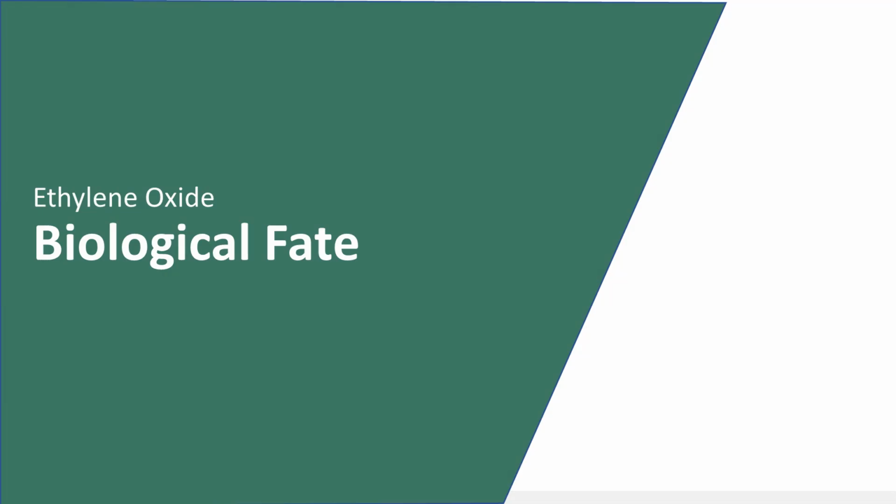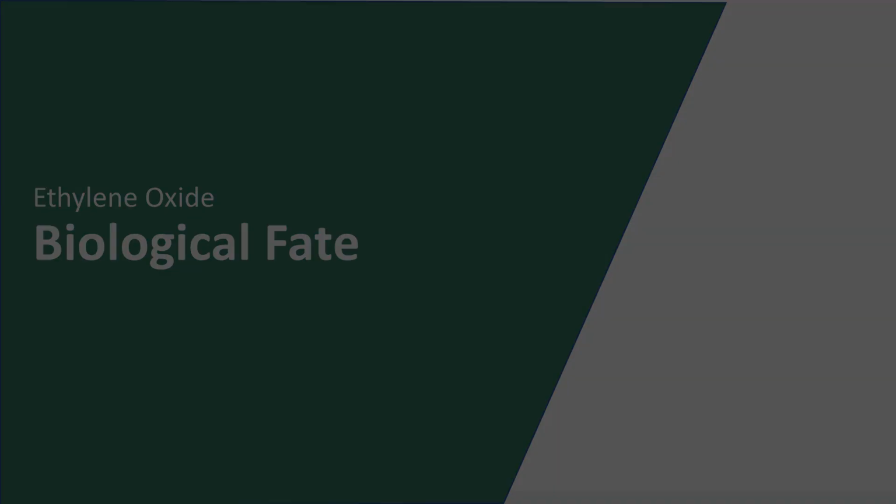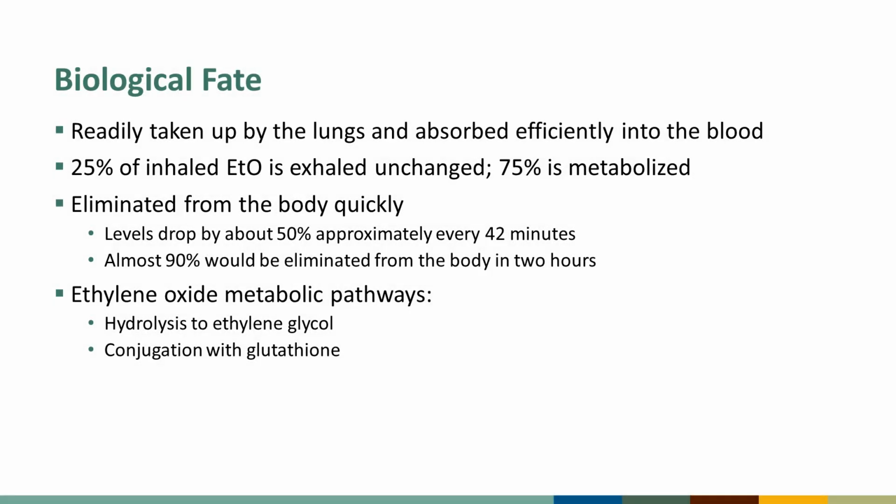Now, we'll learn about biological fate. Ethylene oxide is readily taken up by the lungs and is absorbed relatively efficiently into the blood. A study of workers exposed to ETO revealed 20 to 25% of inhaled ethylene oxide that reached the alveolar space was exhaled as the unchanged compound, and 75 to 80% was taken up by the body and metabolized.